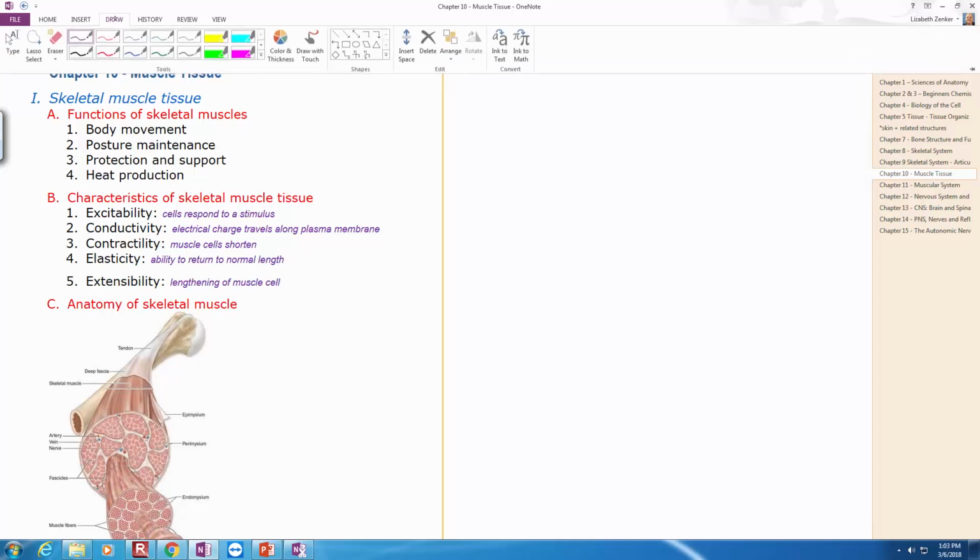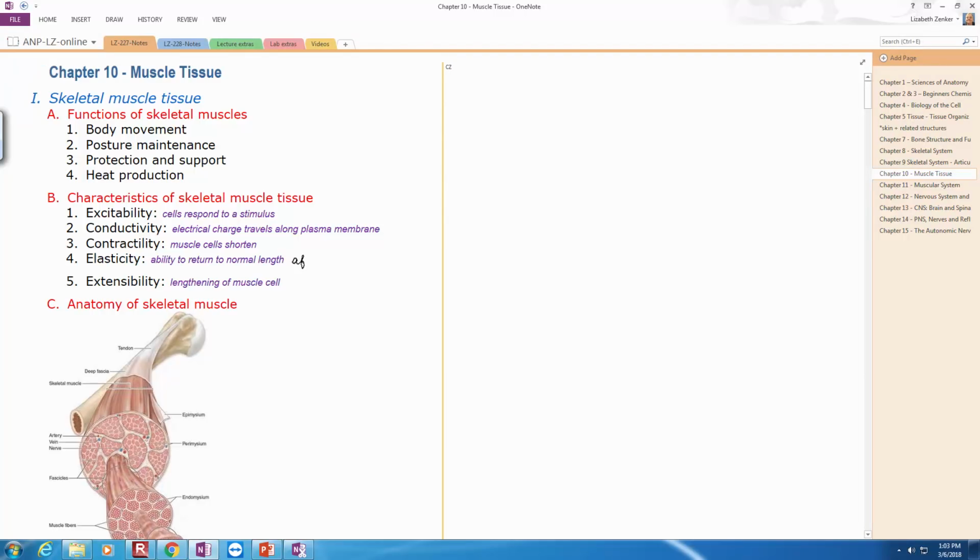Oh, let's try to write. How about that? After shortening would be a contraction, right? Shortening or lengthening. And so we're talking about stretch and recoil with elasticity. As far as extensibility, that's lengthening of the muscle cell.